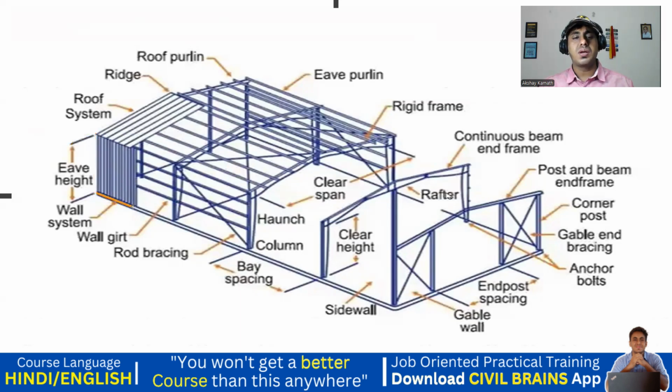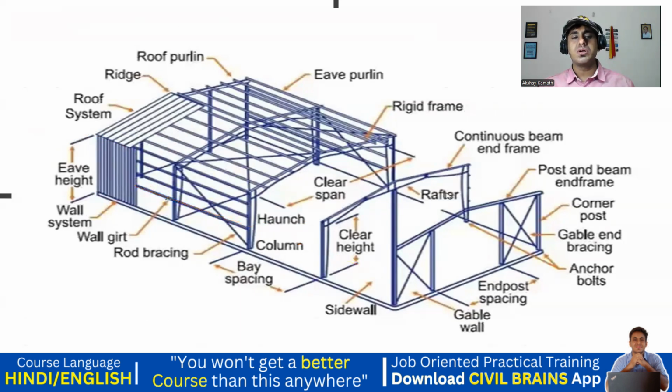So here a wall will be coming. This entire thing is called a wall system. In the wall system, it can be up to 3 meters. Few people go with brickwork, and then the sheet cladding will be done. It's totally up to the requirement. That system is called the wall system.